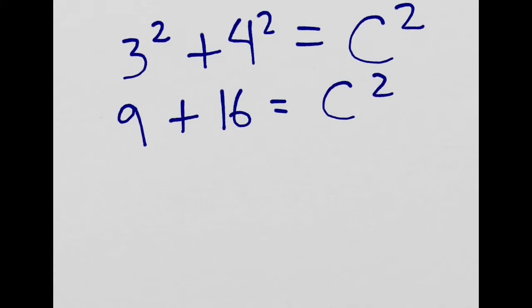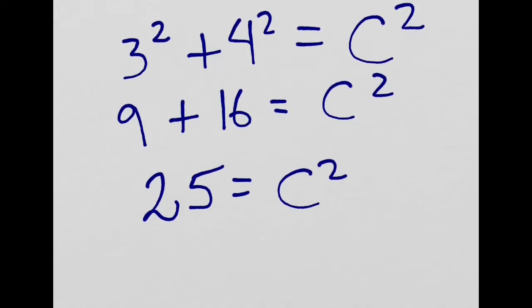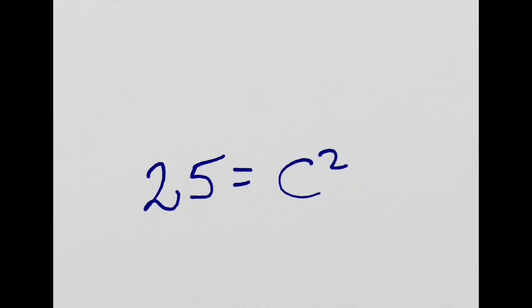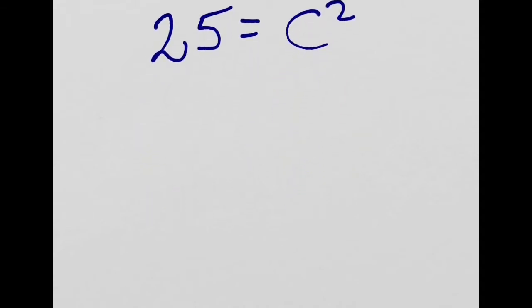So far so good. Let's take it down one more. 9 plus 16, you should be able to do this in your head. 25 equals C squared. Okay, we still have an issue though, because we haven't solved for C yet. We just have C squared. C squared equals 25. So let's move this up out of the way.